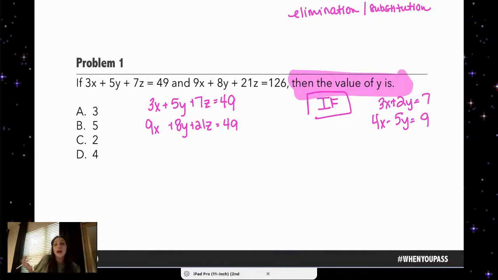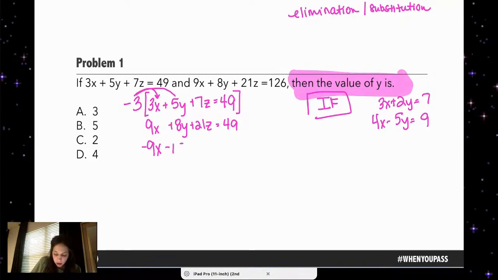So I'm going to try to eliminate x, because I immediately see 3x and 9x. If I multiply the top equation by a value of -3, what do I get? Let's distribute and find out. -3 times 3 is -9x. That was the goal: to get the same value but negative so that they would cancel out. Let's keep distributing.